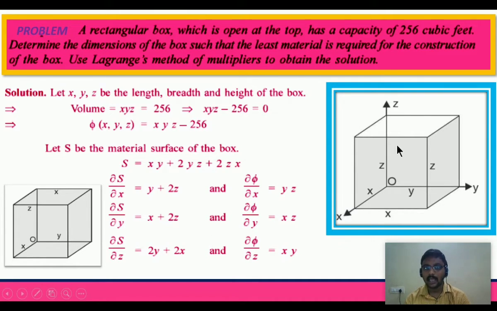A box has six surfaces. The total surface is given by S is xy plus 2yz plus 2zx. Here 2 is not considered in the first term because the box top is opened.